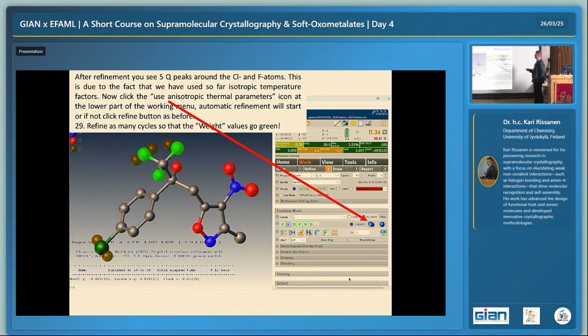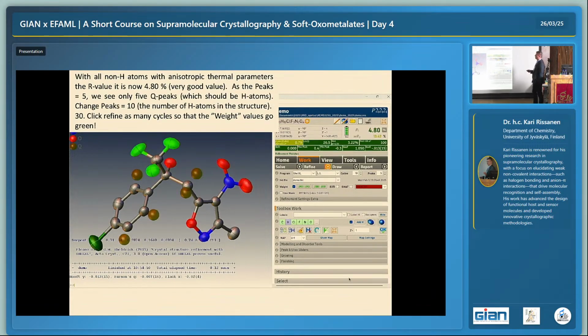So what we have to do is go here. There's a nice knob in here: use anisotropic thermal parameters. So we click this. And now we refine as long as the weight, which is here, is green. It will turn orange, but we will refine it as long as it's green. The green color is here. You can see a lot of green already. So we do this, and now look what happens.